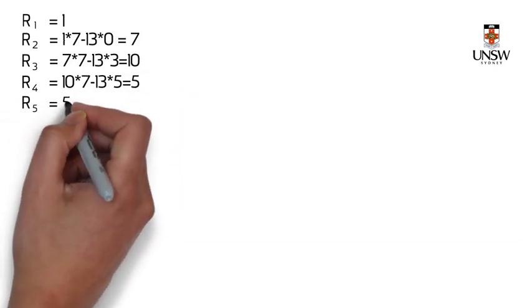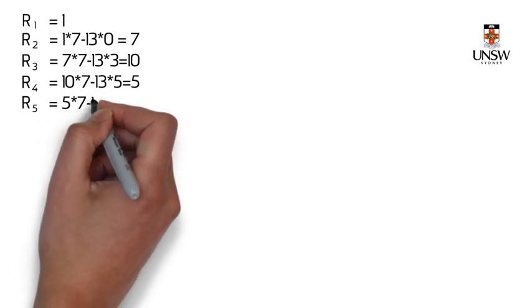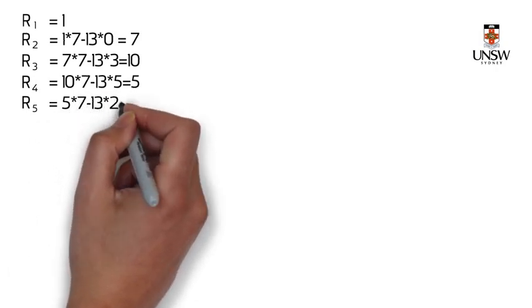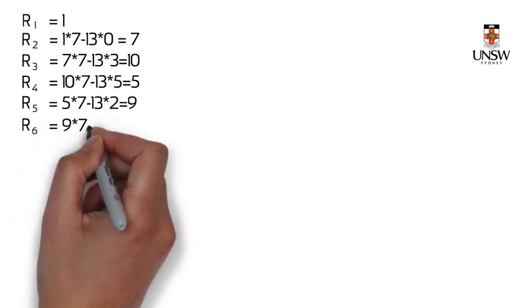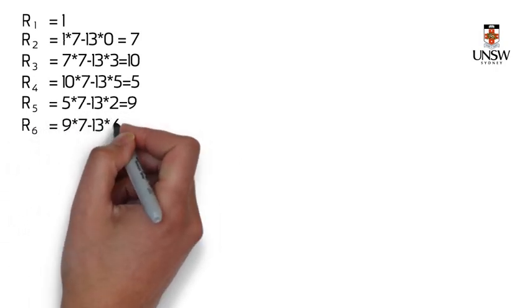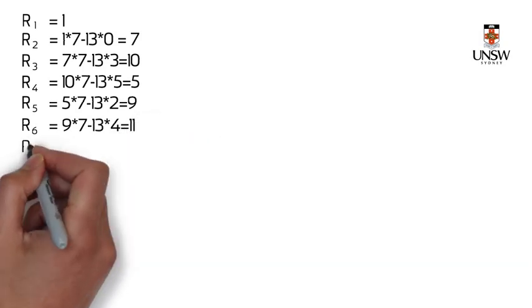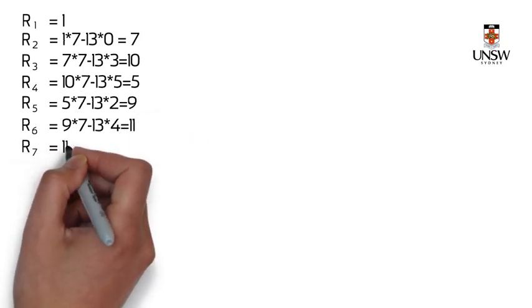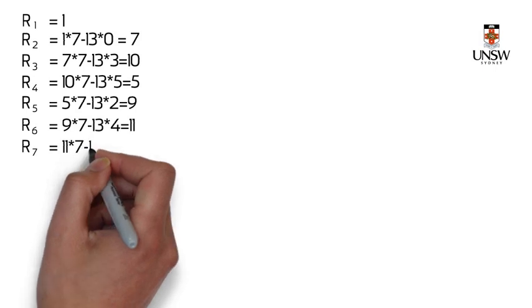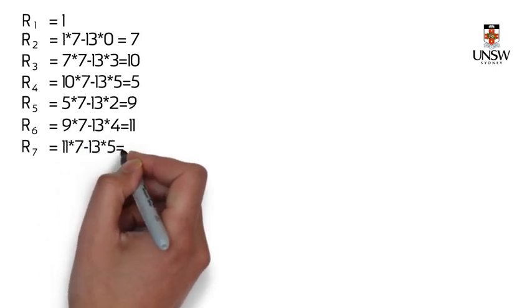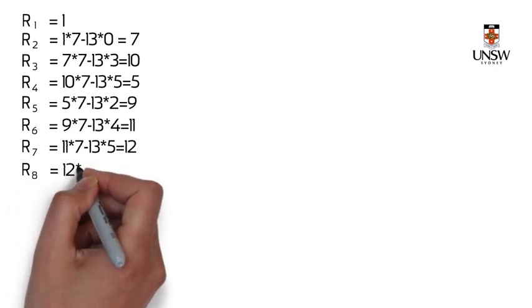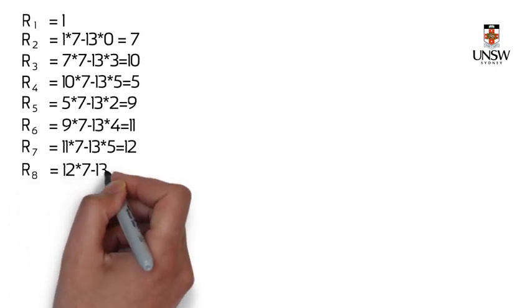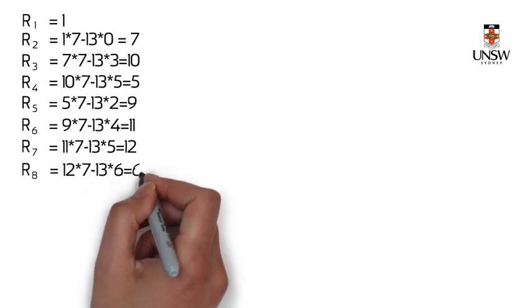r5 equals 5 times 7, minus 13 times 2, which equals 9. r6 equals 9 times 7, minus 13 times 4, that is 11. r7 equals 11 times 7, minus 13 times 5, which equals 12. r8 equals 12 times 7, minus 13 times 6, which equals 6.